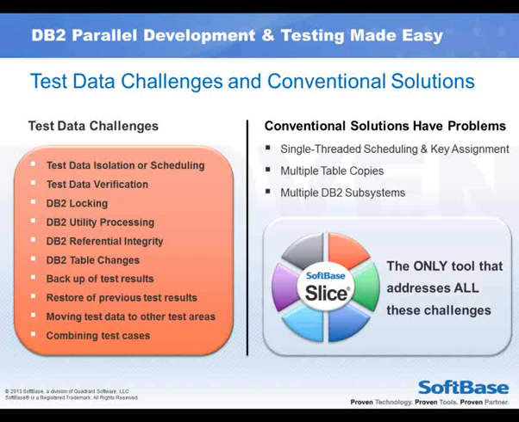There are a lot of issues associated with test data. I've listed several of them here. I won't go through each one, but I will bet that you've encountered most of these. Some of the conventional solutions we've used to parallel development are single-threaded testing and scheduling. The purge program gets to test at this hour. The load program gets to test at this hour. This application gets to test at a specific time. That gets a little difficult in terms of scheduling.